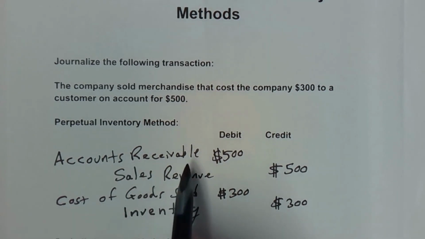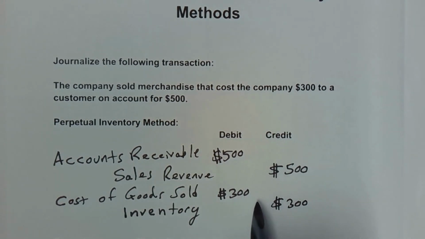So this is the perpetual method. We're continually putting things into and taking out of inventory as things are purchased and sold. You have now properly accounted for the sale of merchandise under the perpetual inventory method.